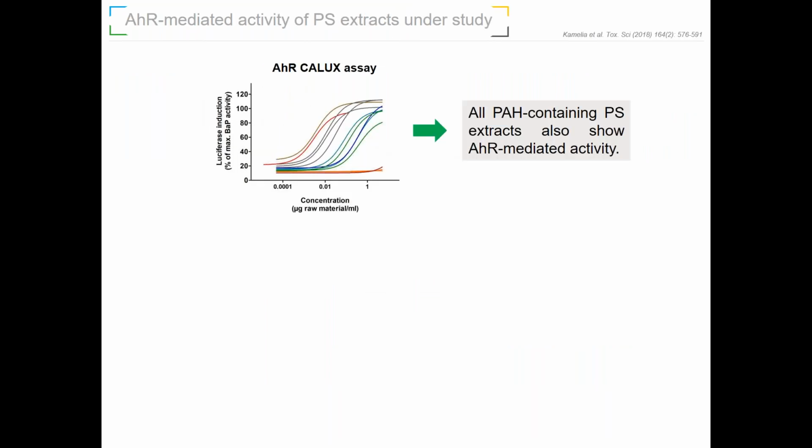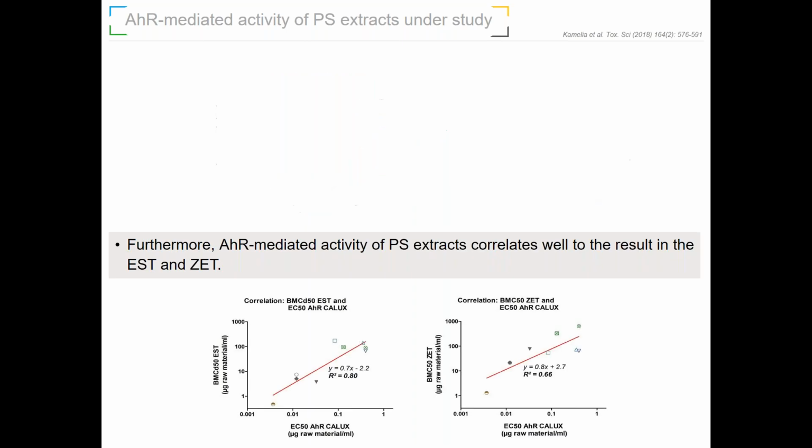In addition to the EST and ZET, we also would like to study the mode of action underlying the developmental toxicity of the PAH containing petroleum substance extracts. For that, we applied a panel of CALUX assays, including the AhR CALUX assay. Here you can see that all PAH containing petroleum substance extracts show AhR-mediated activity. Most importantly, this AhR-mediated activity correlates well to the results obtained in the ZET and EST, suggesting the role of this specific receptor in mediating this effect.